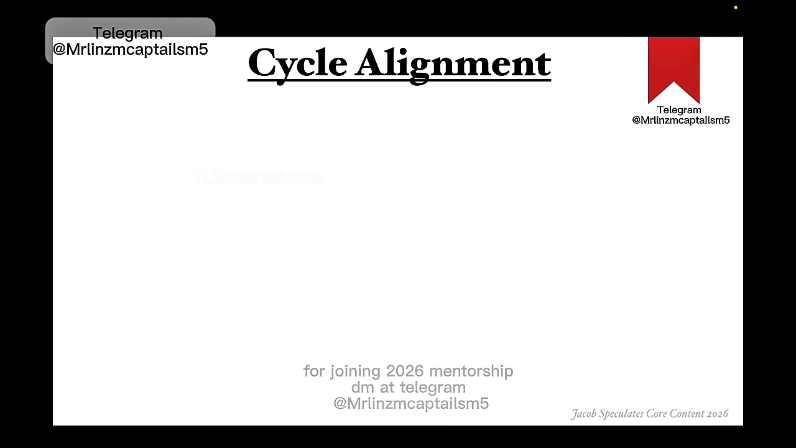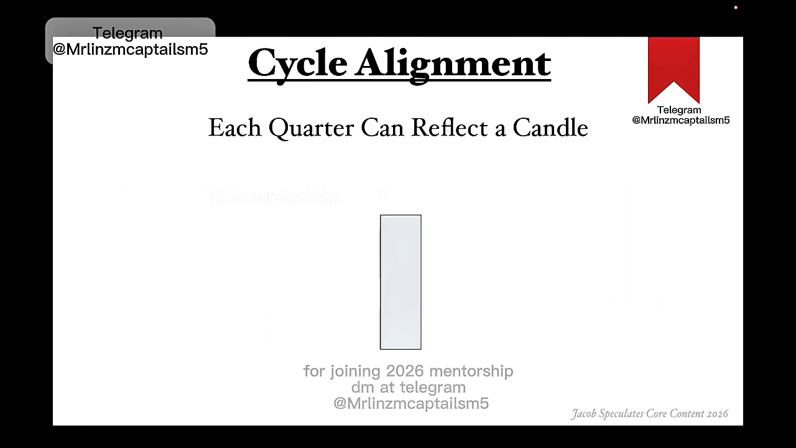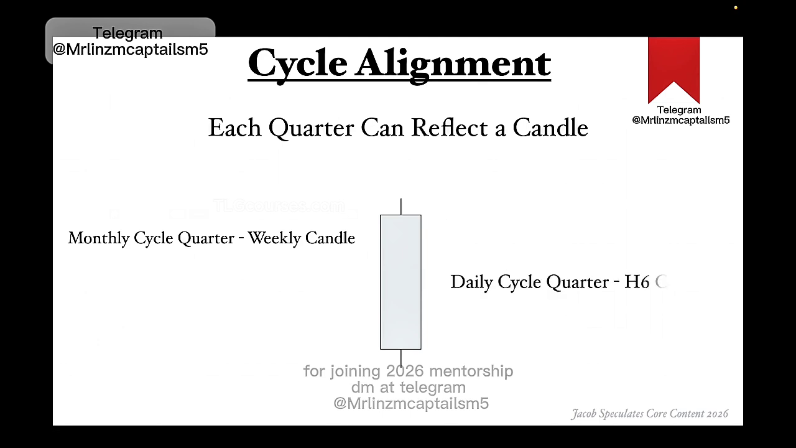Now moving to the next slide, each quarter can reflect a candle. While this might seem very simple, it can be very beneficial for spotting a particular thing that we will look at later on in this lecture. A monthly cycle quarter can reflect a weekly candle. A daily cycle quarter can reflect a 6-hour candle. And a weekly cycle quarter can reflect a daily candle.